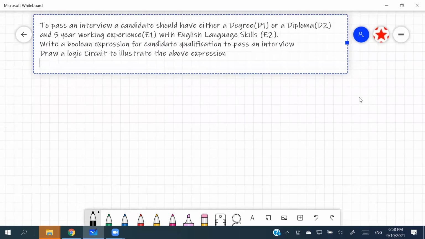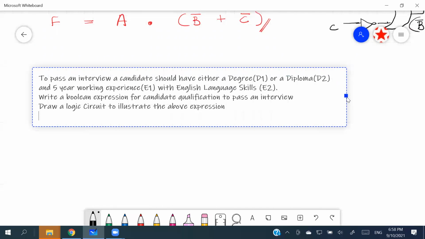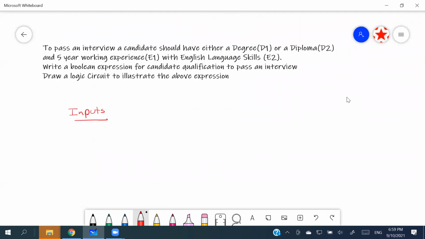Right, now the situation here is simple. You don't need to take this as a very complex one. So it says to pass an interview, a candidate should have either a degree or a diploma and 5-year working experience with English language skills. Now, if you think about the inputs here, the question is also giving you some help regarding the inputs by indicating what variables you need to use. So degree is going to be one input, which is indicated by D1, and diploma is going to be another input, indicated by D2.